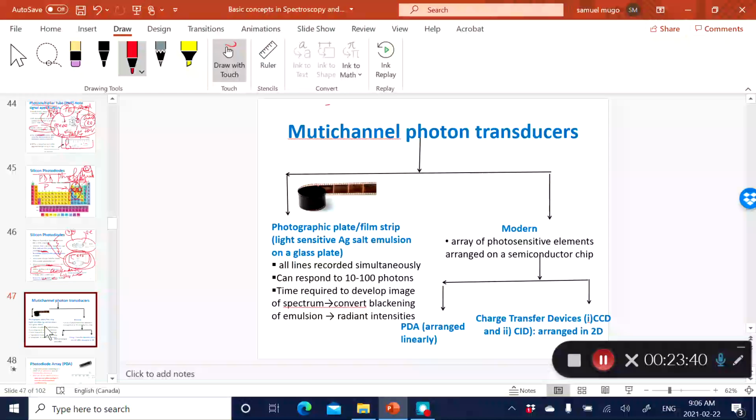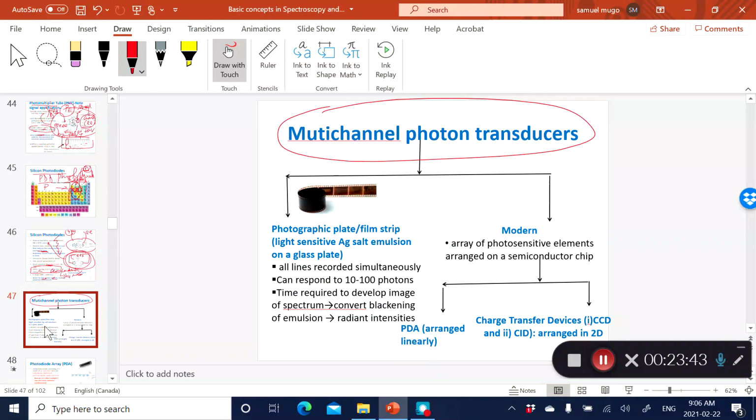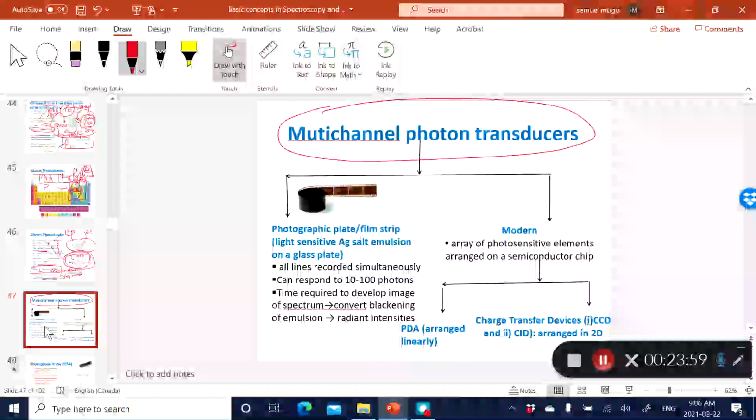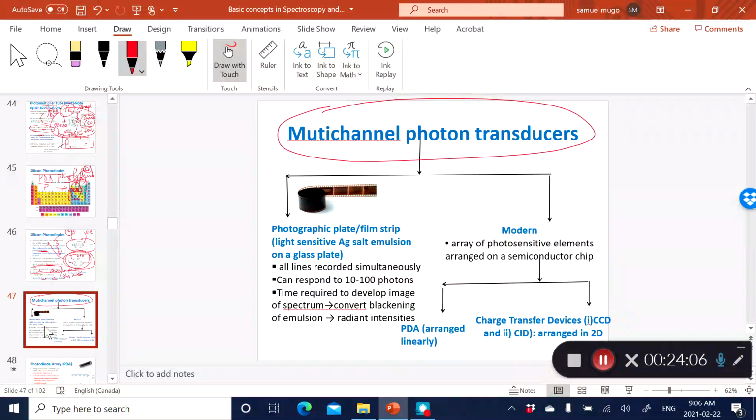Now, let me talk a little bit about what you refer to as multi-channel photon transducers, okay? Now, I think I previously told you that when you're dealing with, say, a grating, at any point in time, you are only having one beam of light exit through the exit slit. Okay. For example, assume you're doing visible spectroscopy of a compound such as chlorophyll.